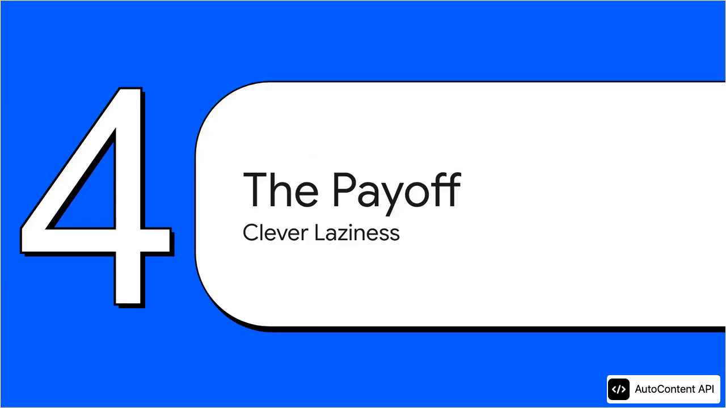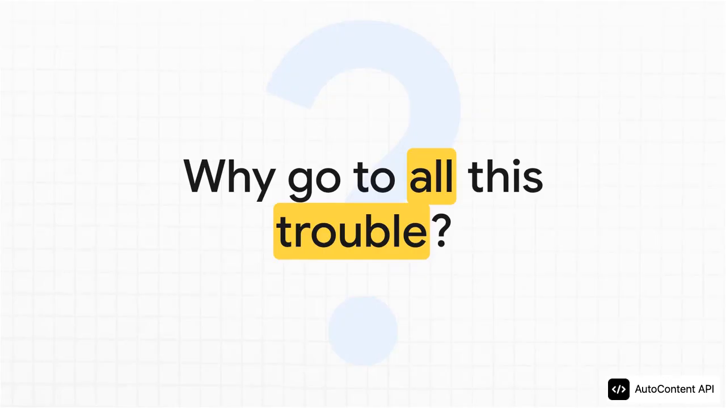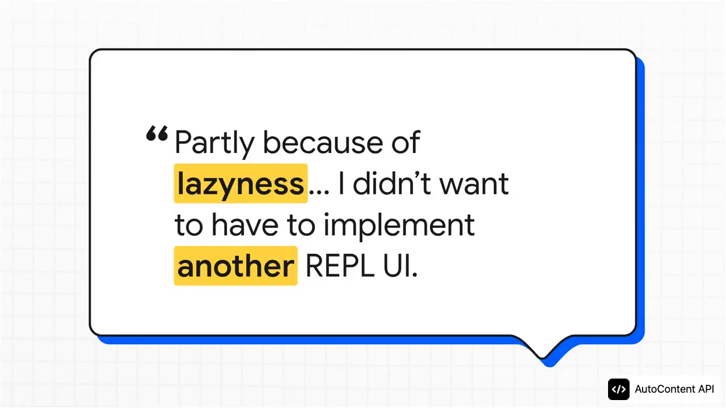So we've seen the how, but that leads us to the biggest question of all, the why. I mean, why go through all the trouble of hijacking a debugging protocol when you could just build a REPL from scratch? Seriously, why bother? It seems like a lot of work for a clever hack. Is there a real practical benefit here, or is it just for fun? And the answer is just refreshingly honest. Clever laziness. The developer who figured this out didn't want to build a whole new user interface for their REPL.